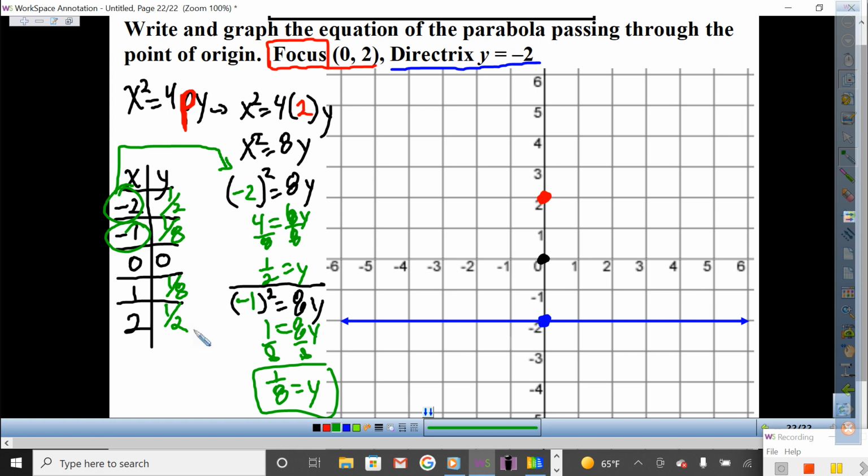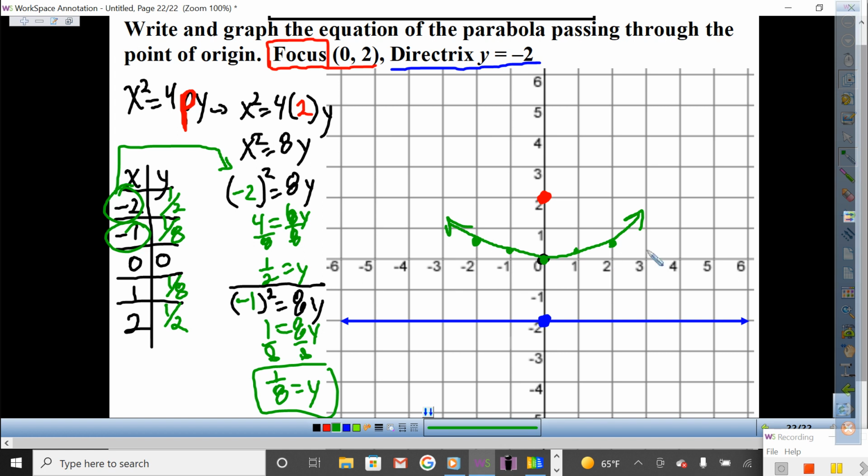All right, let's graph that. -2, 1/2 is about right there. -1, 1/8. 0, 0. 1, 1/8. 2, 1/2. And there's our parabola. Woo, let's go.